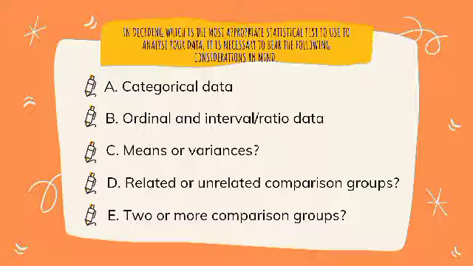The second, ordinal and interval ratio data. If the data are of a non-categorical nature, such as the rating of how skilled workers are or how much they earn, then it's necessary to decide whether it's more appropriate to use a parametric or non-parametric test.